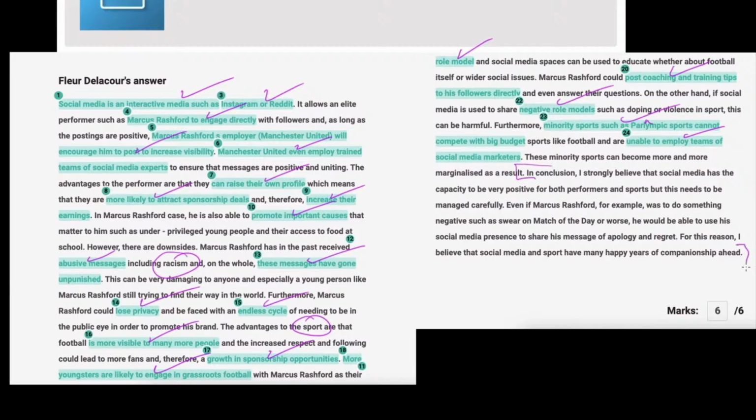Now notice my conclusion. In conclusion, I strongly believe that social media has the capacity to be very positive for both performers and sports, but this needs to be managed carefully. Even if Rashford was to do something negative, such as to swear on Match of the Day or worse, he would be able to use his social media presence to share his message of apology and regret. For this reason, I believe that social media and sport have many happy years of companionship ahead.